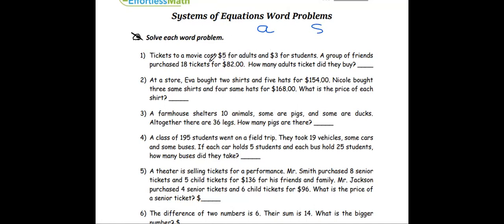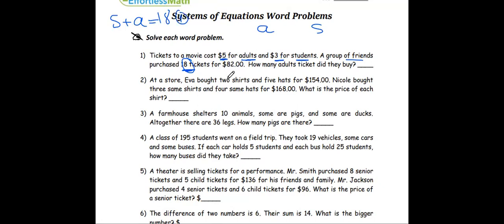So the question says that $5 is for the adults and $3 is for the students. And the group of friends purchased 18 tickets. What does that mean? This means that the students' tickets plus the adult tickets all equal 18. So this is the first equation.